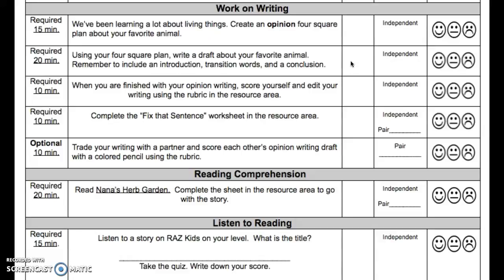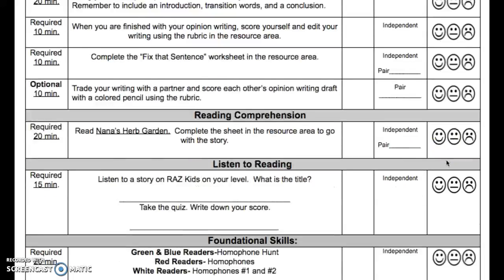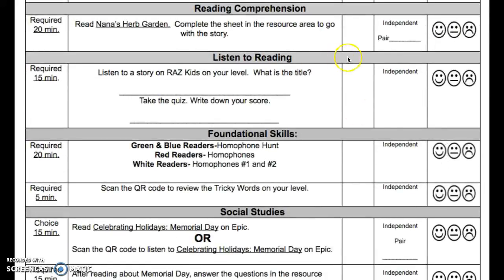Optional, trade your writing with a partner and score each other's opinion writing draft with a colored pencil using your rubric. Put your pair's name on the line. Reflect when you're done.